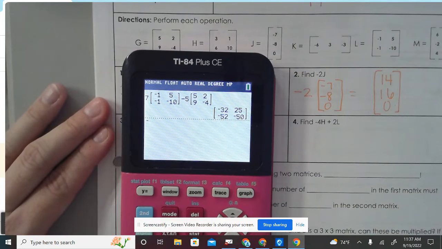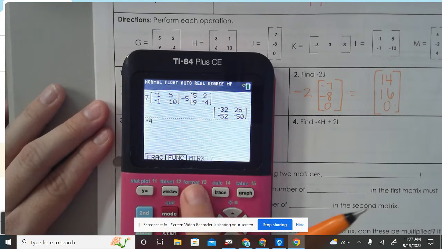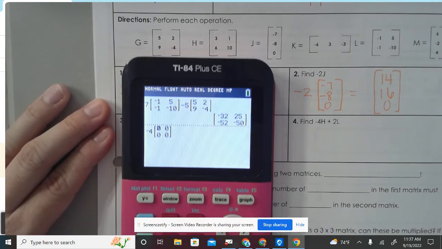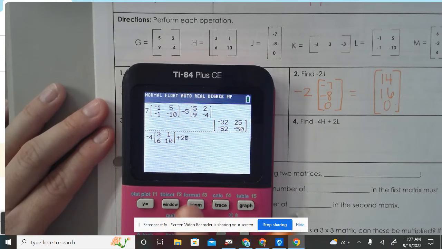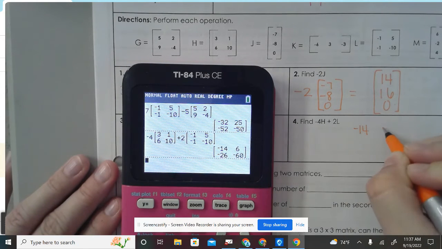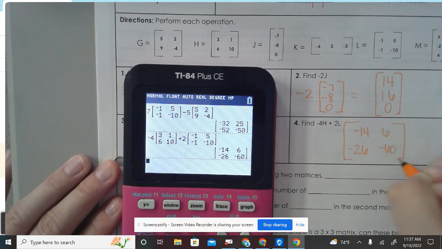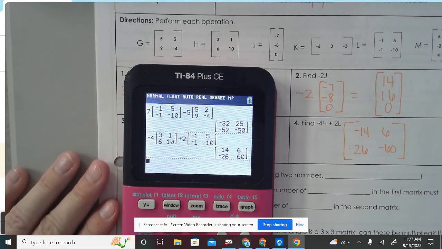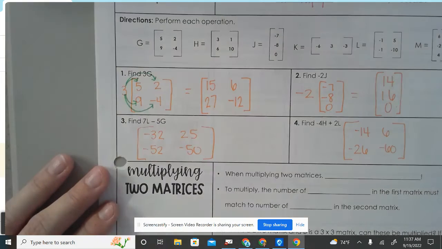So then if I do the other one, I have negative 4, and then H, plus 2 matrix L. Any questions? Okay.